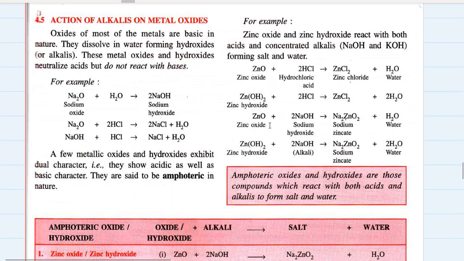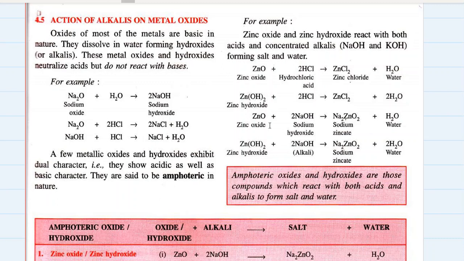The next information which you must remember is action of alkalis on metallic oxides. So oxides of metals are basic in nature. We have studied that in previous classes, even in this 10th class, in the previous chapter, that is acids, bases and salts. And we know that metallic oxides are basic in nature. They dissolve in water, forming hydroxides or alkalis. Some alkalis which are water soluble are potassium hydroxide and sodium hydroxide. These are water soluble hydroxides or alkalis.